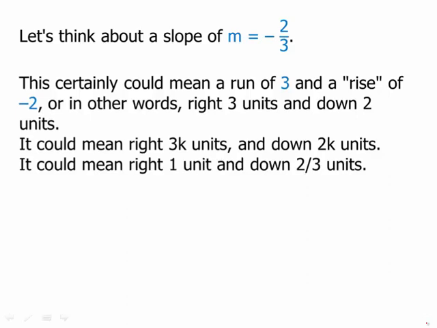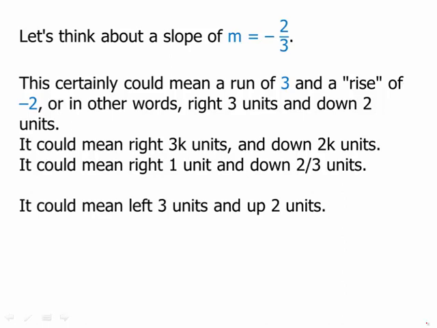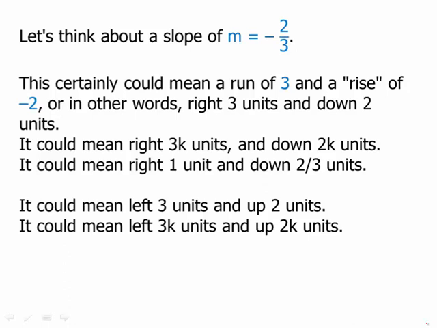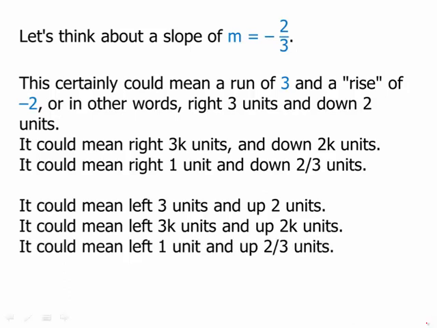Or we might think in terms of fractions. We might move over 1 unit and then go down 2/3 of a unit. And then we'd think about fractional movements downward. We could also go to the left. We could go to the left 3 units and up 2 units, or to the left 3k units and up 2k units, or to the left 1 unit and up 2/3 of a unit. So there's lots of different things that a slope of -2/3 can mean.